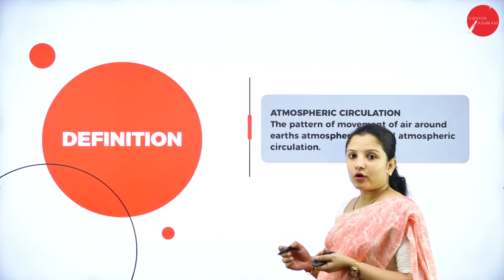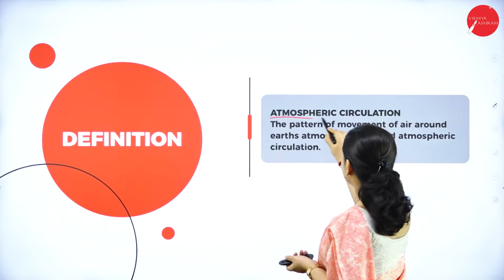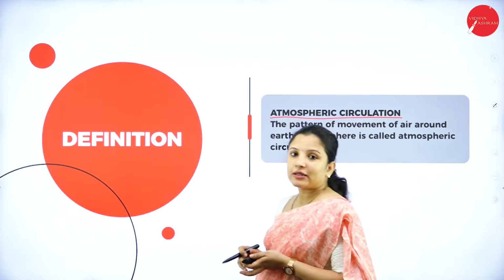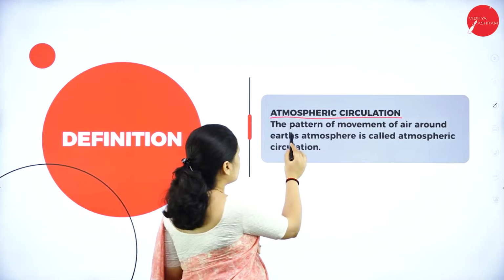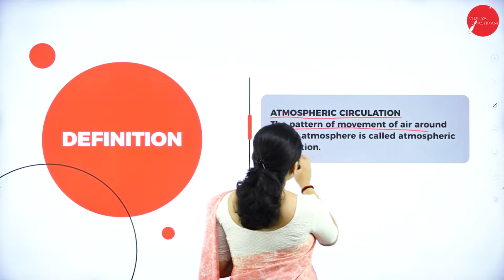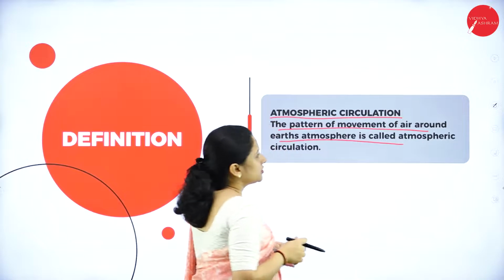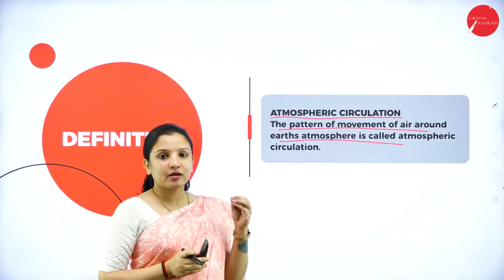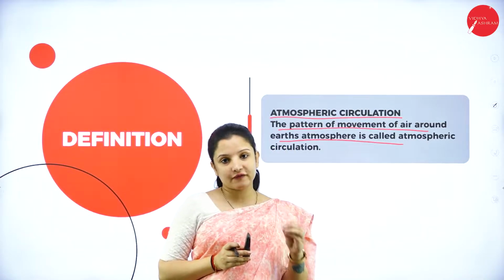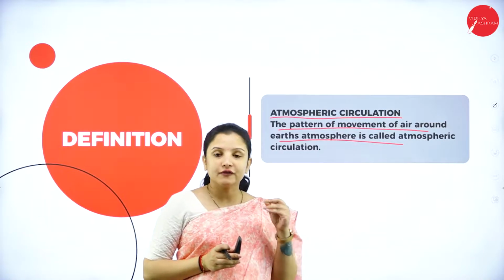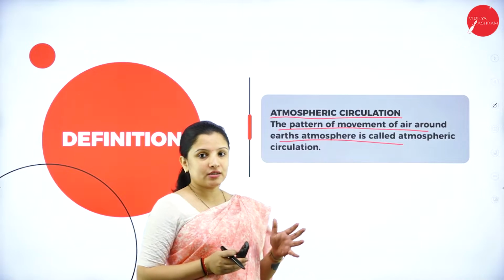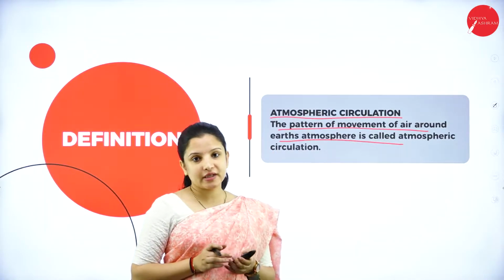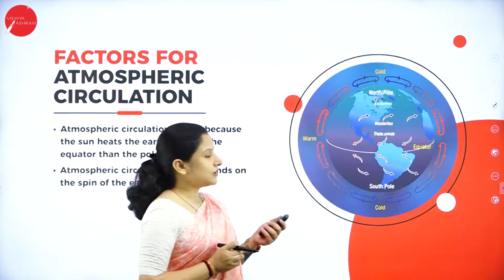So let's know what the definition of atmospheric circulation is. Atmospheric circulation is nothing but the pattern of air movement around the Earth's atmosphere. So how exactly does the air move? What is the pattern of the movement of the air or the flow of the air in the Earth's atmosphere or around the Earth? That is nothing but atmospheric circulation. So this is the definition.